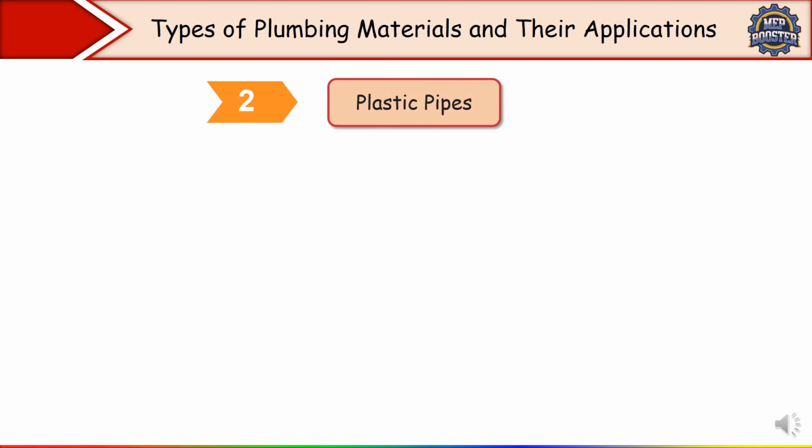Now next we'll discuss plastic pipes. So what are they? See, plastic pipes are widely used in modern plumbing systems due to their lightweight nature, corrosion resistance, cost effectiveness and ease of installation. Here we'll discuss the different types of plastic pipe.